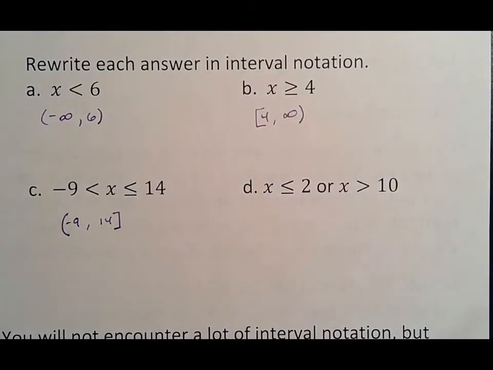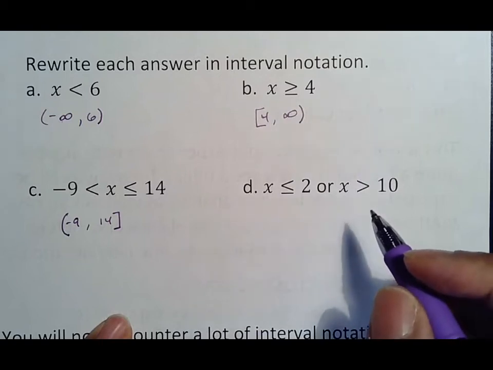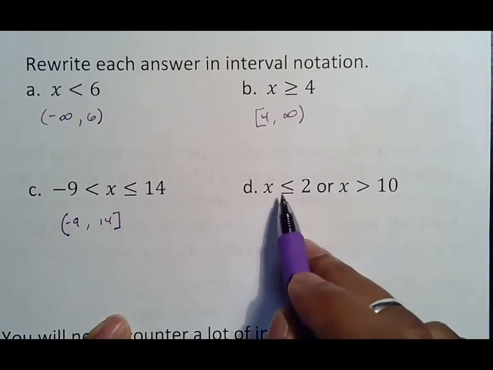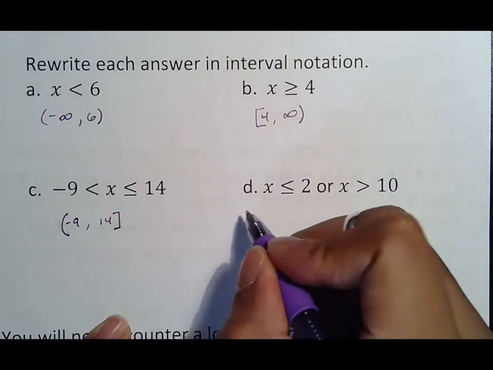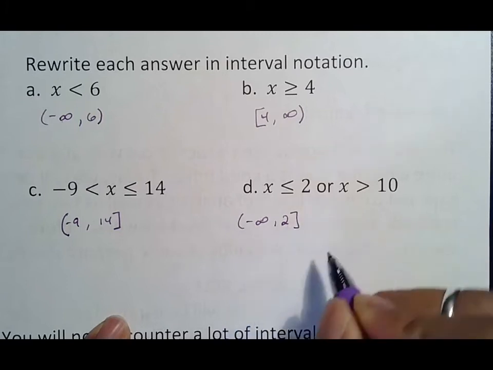And then the last one requires a symbol that you might not have seen, maybe you did, but we'll talk about it now. Because this would be 2 separate parentheses. x is less than or equal to 2, so we are going to go from negative infinity to 2 included.